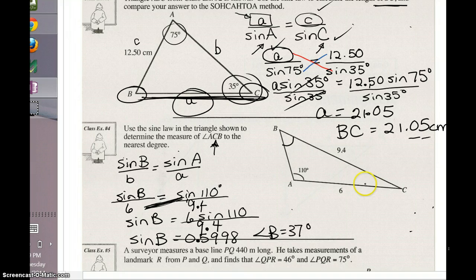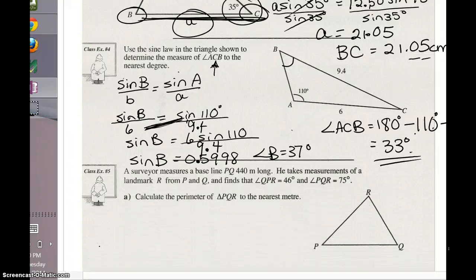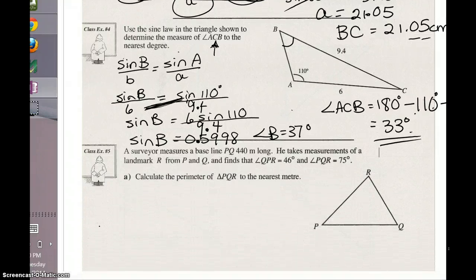Once I have that, I'm going to calculate what my angle ACB is. It's 180 degrees because all the angles inside a triangle have to equal 180. I'll subtract the 110 that they gave me, then subtract the 37 I just figured out for B, and that will give me angle C, and the answer is 33 degrees. And that is the answer. Feel free to stop and start along the way and have a look at that.